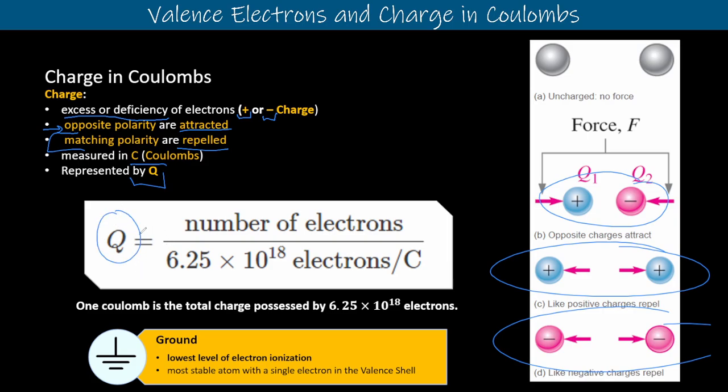So the charge, Q, in coulombs is the number of electrons we have divided by this constant down here. This is 6.25 times 10 to the positive 18. That's a really big number. And that's the number of electrons per coulomb of charge. And so we have a bit of a factor here. We're saying that there is a number of electrons that we can expect per charge that we have in terms of coulombs.